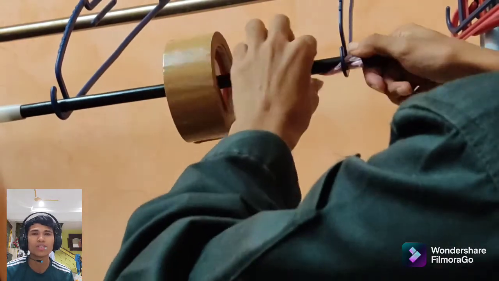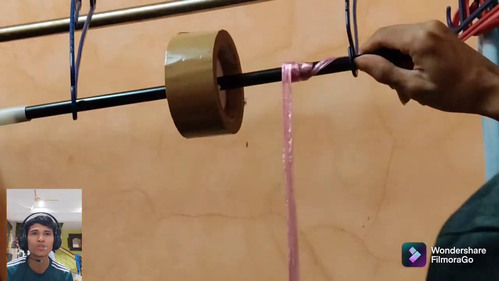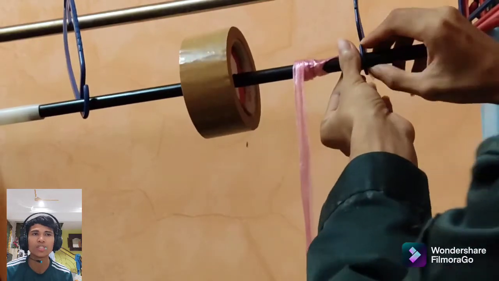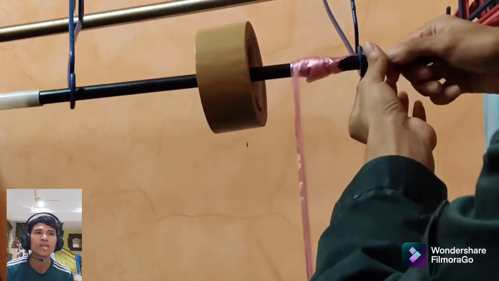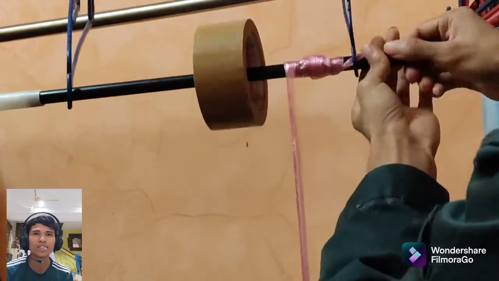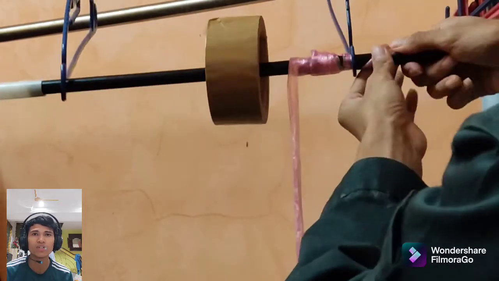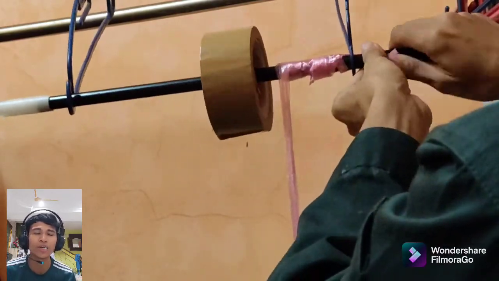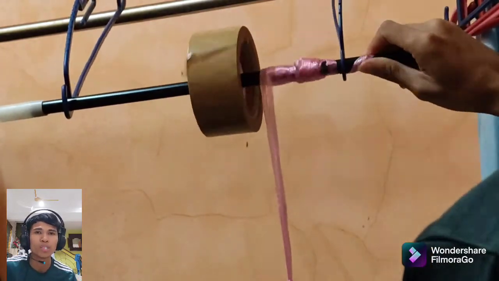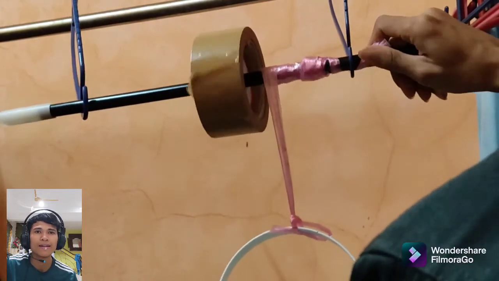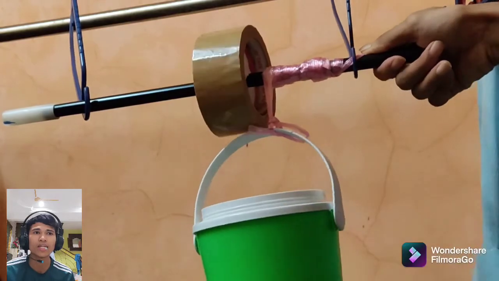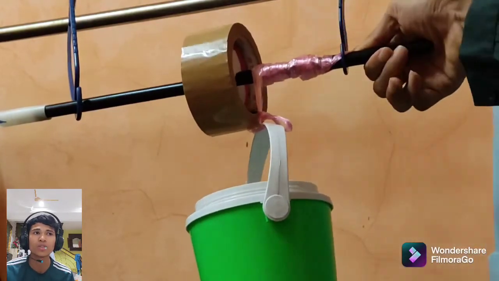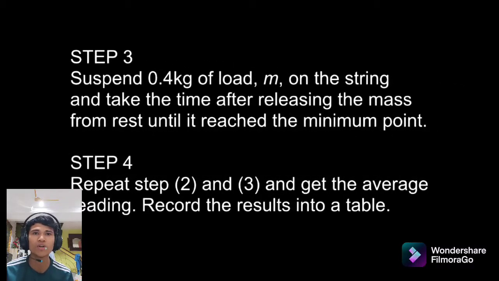And the next step is to calculate the mass of the disc and axle using the equation rho equals m over v, given the density of the flywheel is 7,870 kg per meter cube. And the next step is to determine the angular acceleration, linear acceleration, and also the moment applied to the disc and axle for each value of m.